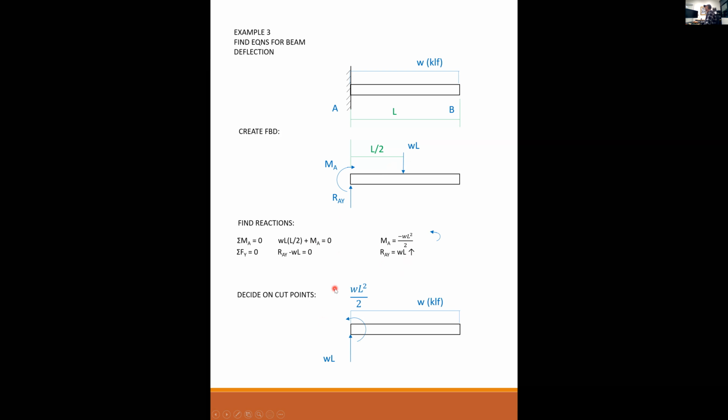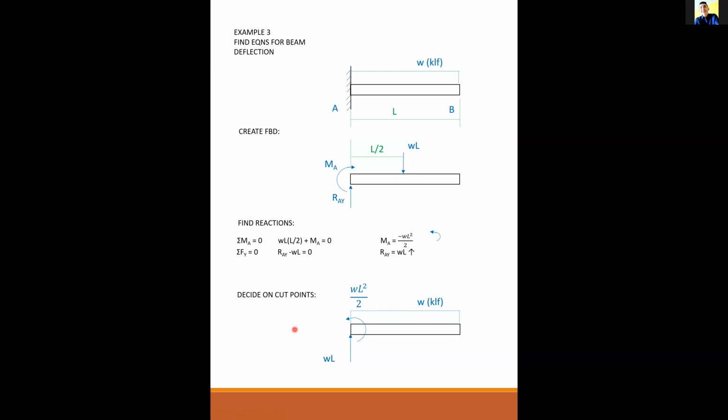Now we need to decide on cut points. Notice that I've taken my free body diagram and redrew it with my reactions as I know them. WL is up and WL squared over 2 is in the counterclockwise direction. And the loading is back to a uniform load, not the resultant. How many cuts do we need? Just one.